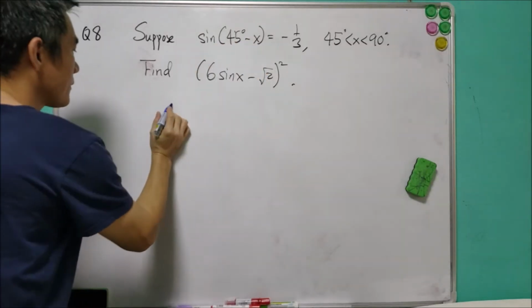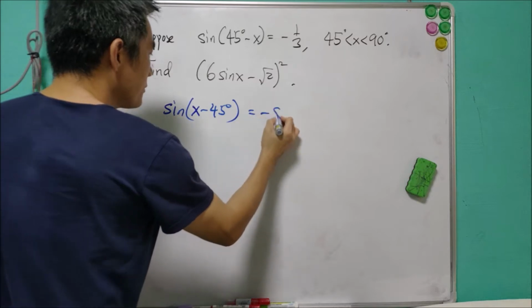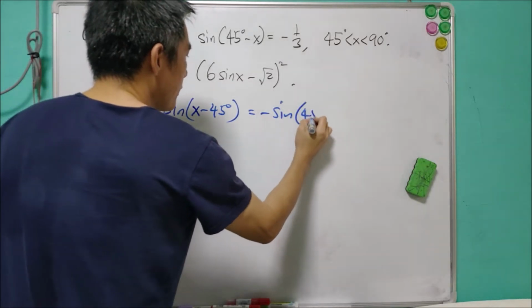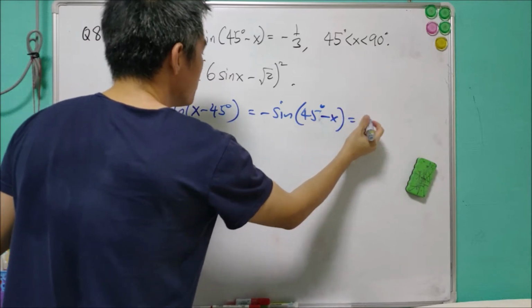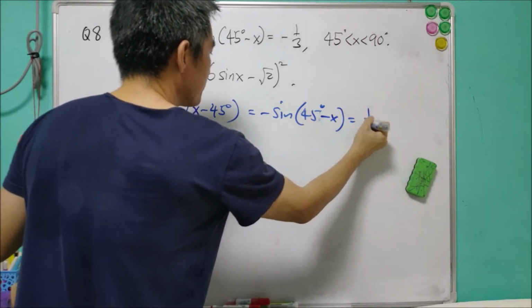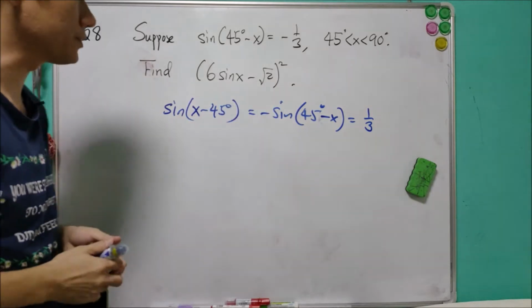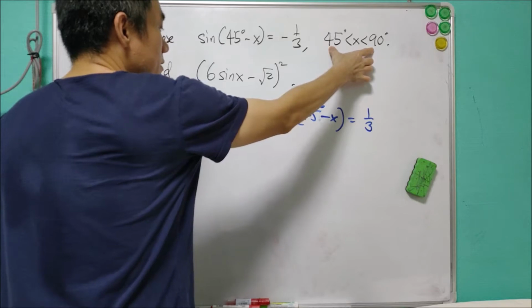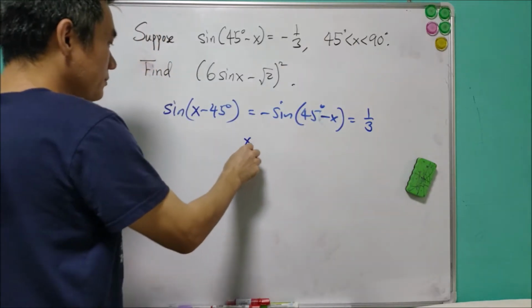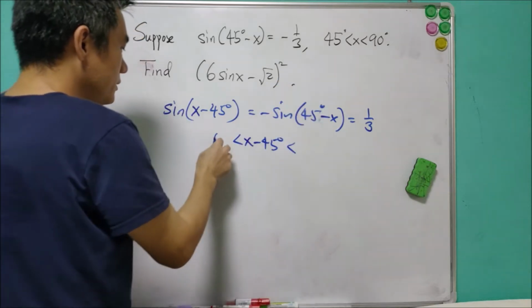From the condition, sine of (x minus 45 degrees) is actually equal to negative sine of (45 degrees minus x). That is equal to 1/3. So sine of (x minus 45 degrees) is 1/3. And because x is in between 45 degrees and 90 degrees, x minus 45 will be in between 0 and 45 degrees.